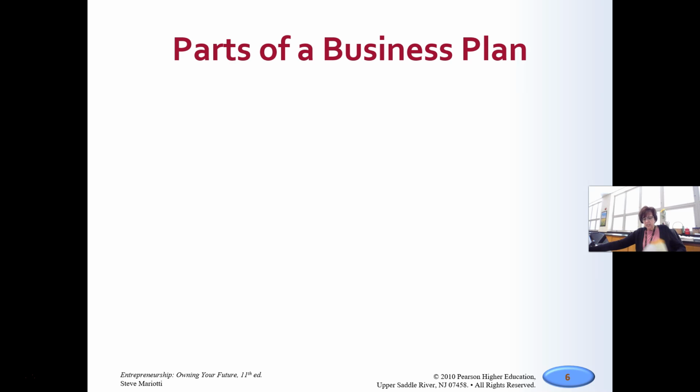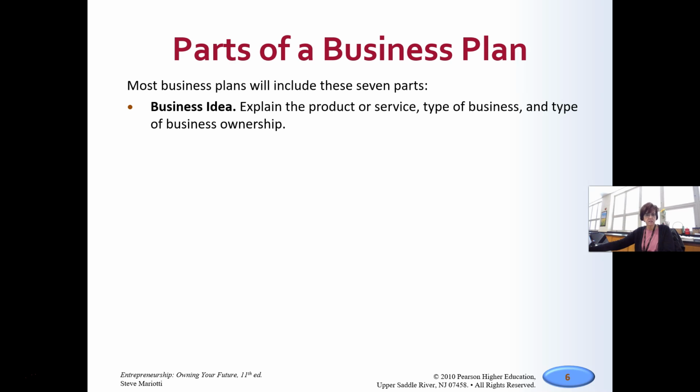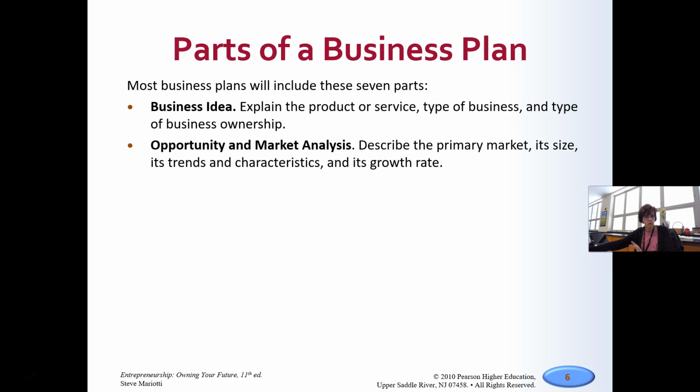Now, the parts of the business plan, if you look in your textbook, we do go over the parts of the business plan, and I'm going to touch on each of these. There are 7 parts of your business plan. First of all, it's your idea. The idea explains the product or service, the type of business, and that business ownership. Let's discuss that business ownership. You have the partnership, the proprietorship, and the corporation. Those are the ways that you can organize your business.